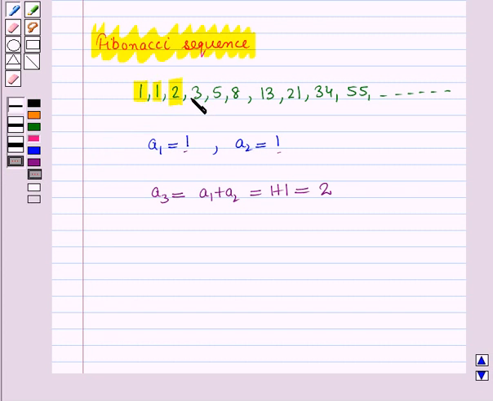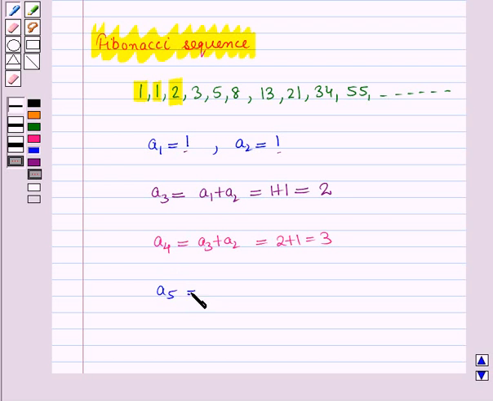Now two terms preceding the fourth term are A3 and A2. So fourth term, that is A4, will be equal to A3 plus A2, which is equal to 2 plus 1, that is equal to 3. Thus A4 is equal to 3.